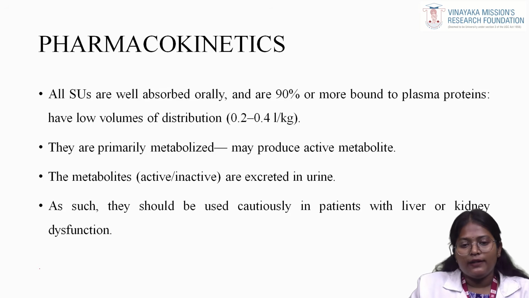Pharmacokinetics: all sulfonylureas are well absorbed orally and are more than 90% bound to the plasma proteins, and have low volume of distribution, about 0.2 to 0.4 liter per kg. They are primarily metabolized and may produce active metabolites. These metabolites are excreted in the urine. As such, they should be cautiously used in patients with liver or kidney dysfunction. So in patients with kidney or liver failure, we have to use sulfonylureas with caution, or we can change to some other drugs.